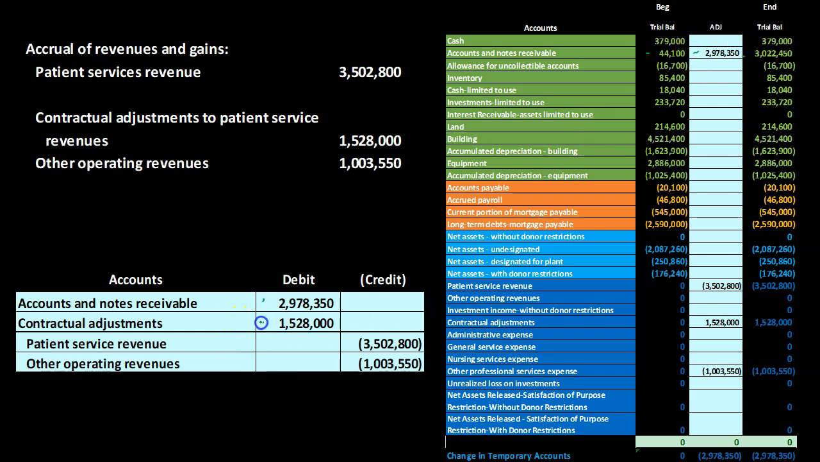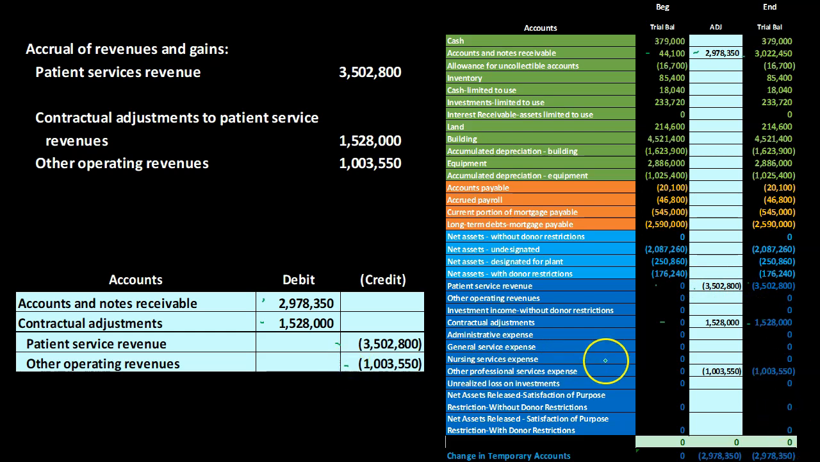Then we have the contractual adjustments. Contractual adjustments is down here. It's going to be basically kind of like an expense type of account, and it's going to go up in the debit direction. As it goes up, it decreases what would be like the net income number. Then we have the patient service revenue, which is of course a revenue type of account. It then goes up in the credit direction. As it does, it of course increases the net income type number.